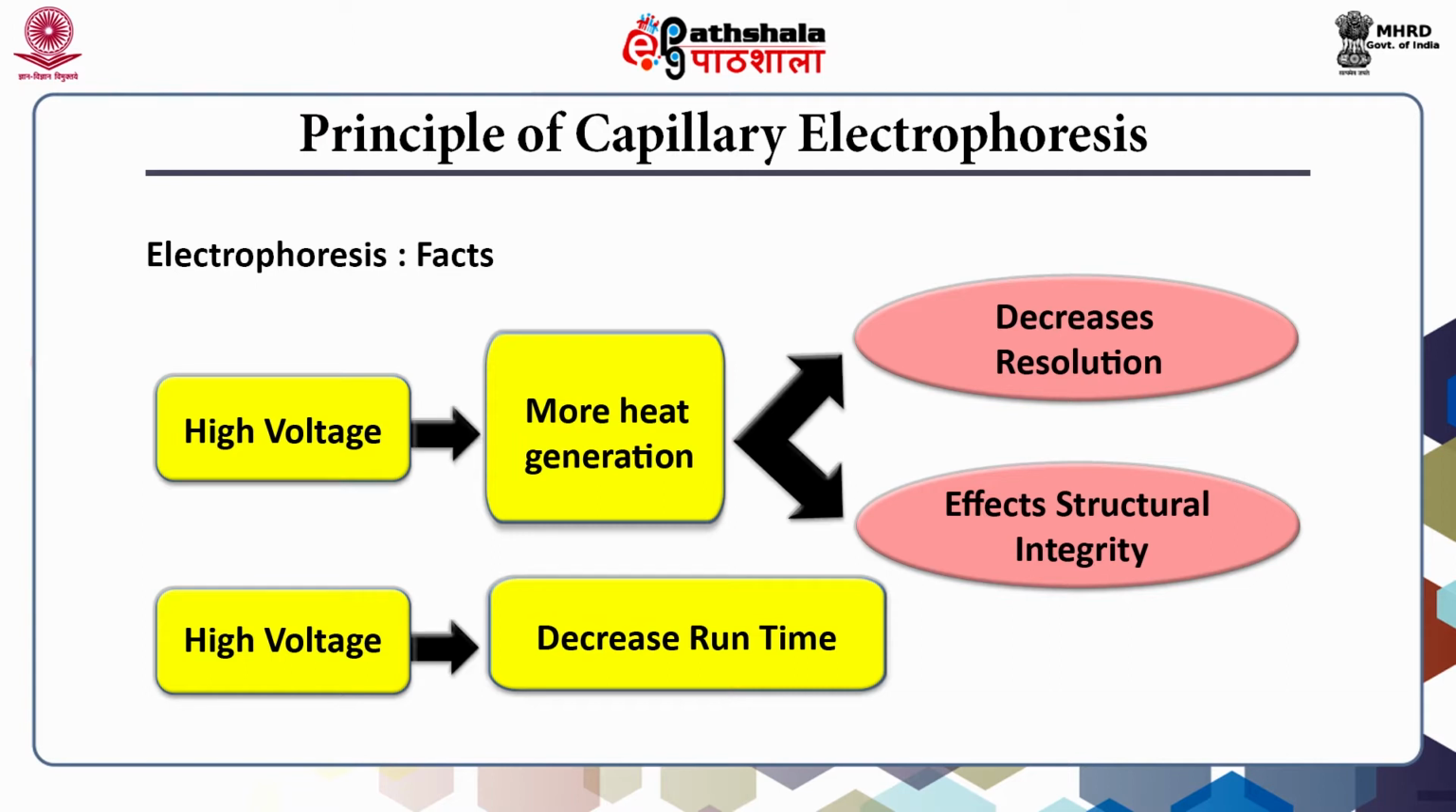Loss of enzyme activity and epitopic structure are good examples of damage of molecules from heat. Principle of capillary gel electrophoresis revolves around generation of reduced heat at higher voltage, and this finally results in improved resolution as well as reduced runtime.